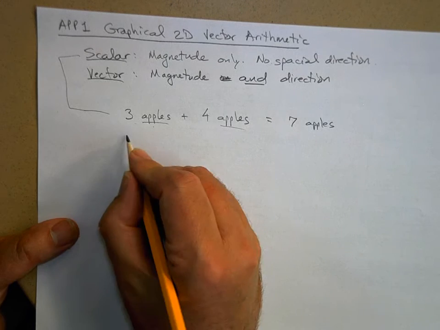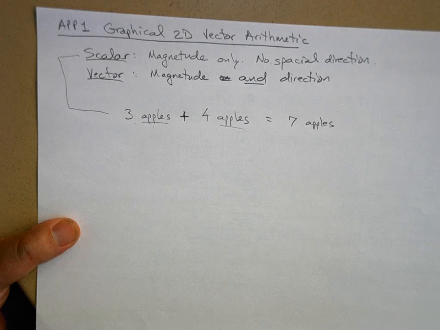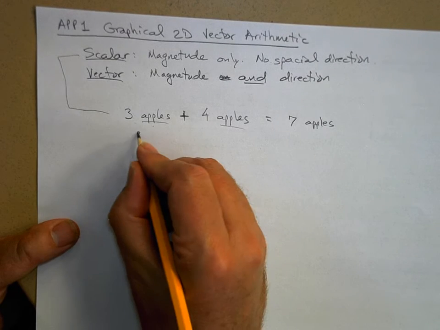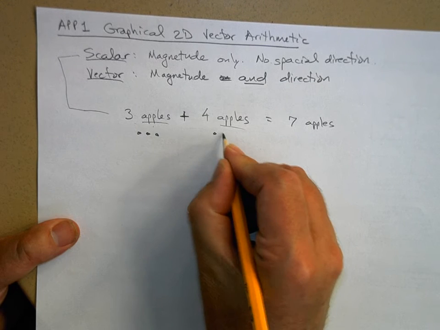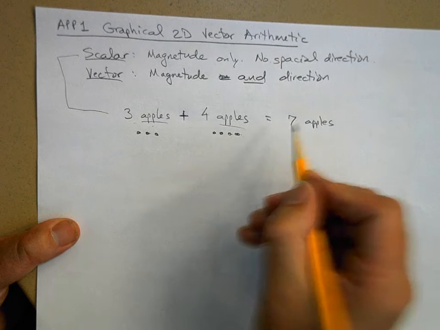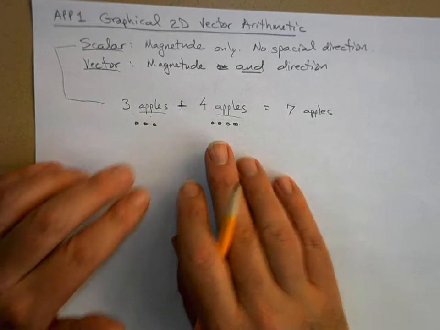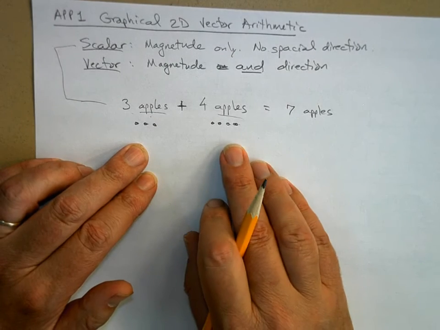Now, this is a scalar, and this plus sign is an operator. The plus sign tells you what to do with the other numbers. It's telling you to say 1, 2, 3, 1, 2, 3, 4, and then you count them. 1, 2, 3, 4, 5, 6, 7. 7 apples. You memorize math facts so you don't have to draw silly little dots, but in reality, this is what you're doing when you are doing scalar arithmetic. That's one way of defining scalar addition.